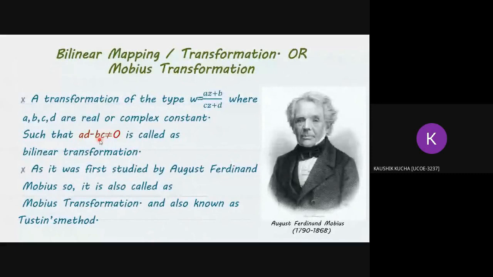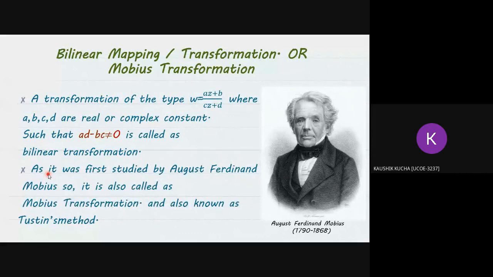Myself, Kaushik Kucha, serial number 48, would like to explain the concept of bilinear transformation or Mobius transformation. A transformation of the type w is equal to (az plus b) divided by (cz plus d), where a, b, c, and d are real or complex constants such that ad minus bc is not equal to 0, is called a bilinear transformation. Mobius transformations are projective transformations of complex projective lines. They form a group, which is the projective linear group.